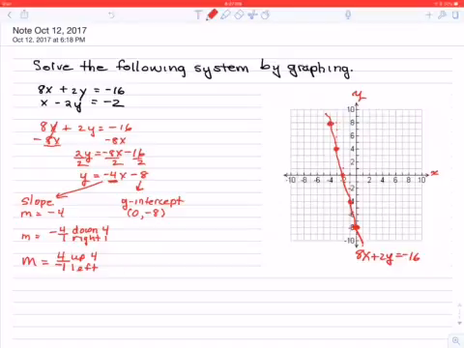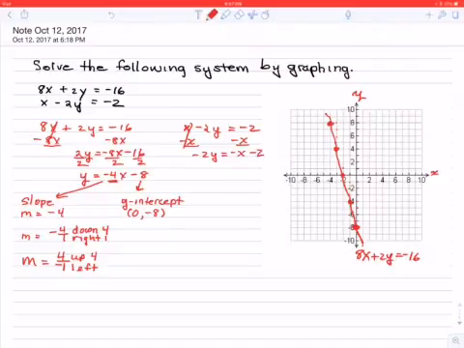Next, I need to graph x minus 2y equals negative 2. I'm going to solve that equation for y. So I'll subtract x from both sides. So I have negative 2y equals negative x minus 2. If I divide each term on all sides of the equation by a negative 2, I have y is equal to 1/2 x plus 1.